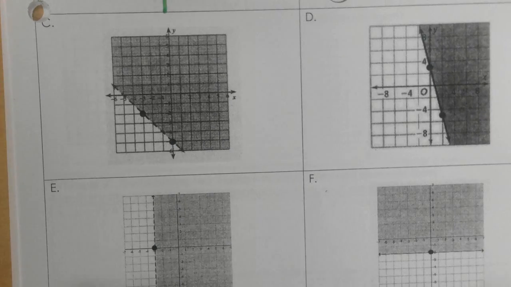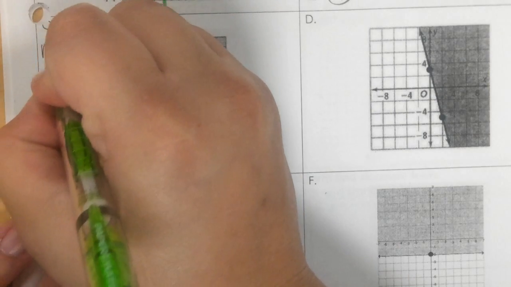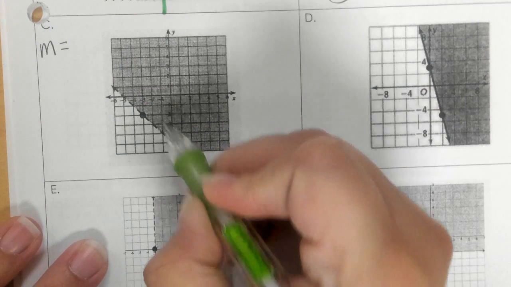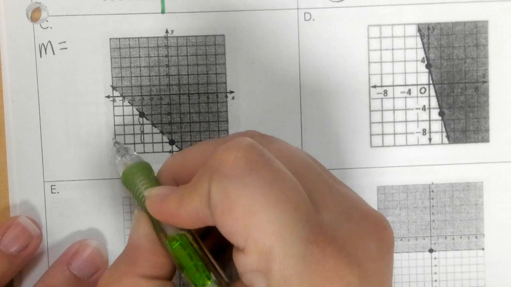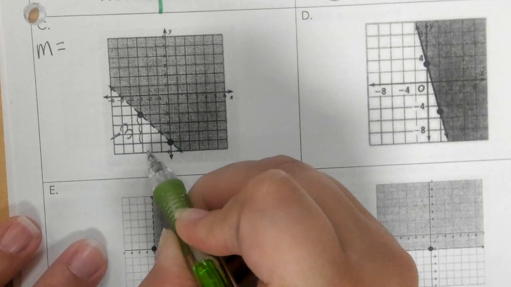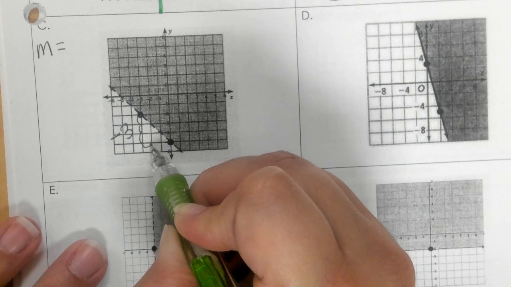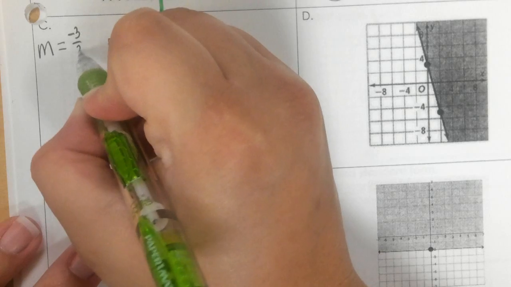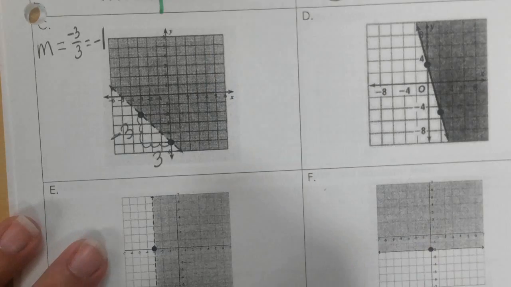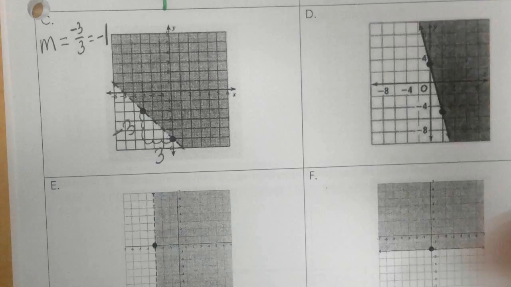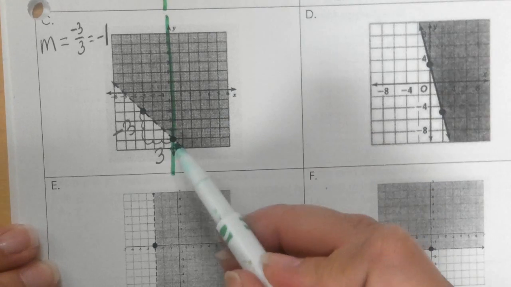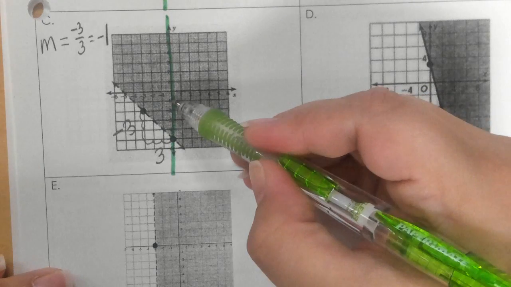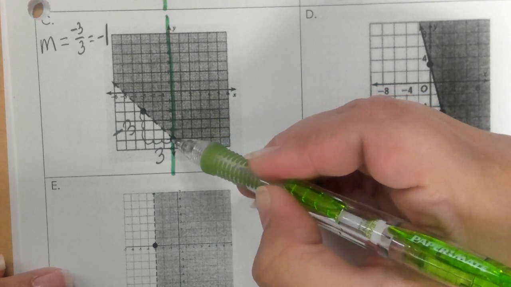Okay, in letter C, let's find our slope. So from here to here, I need to go down and then right. So 1, 2, 3, that makes it negative, over 1, 2, 3 to the right, and -3 over 3 is -1. My b is right down here where it crosses. So I've got -1, -2, -3, -4, -5.